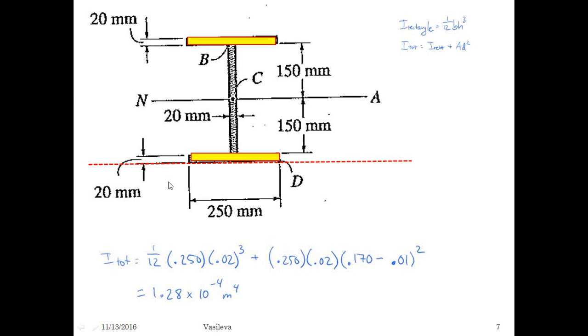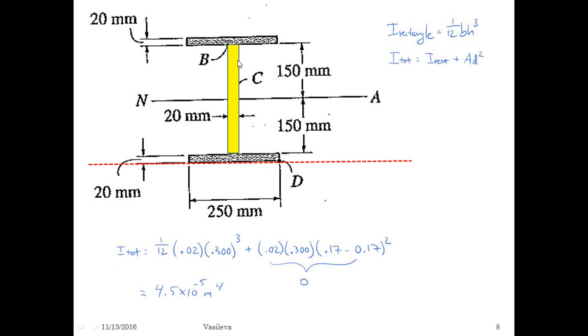Now, remember what d squared is. D squared is the difference between your neutral axis and the center of gravity of your body. So here, the neutral axis from the bottom to the axis is 170 millimeters. And then the center of gravity of this rectangle is halfway up. So halfway up is just 10 millimeters. So I have 170 minus 10. So this gives me the area moment of inertia just for this rectangle. And if I want to get it for both, I just multiply by 2.